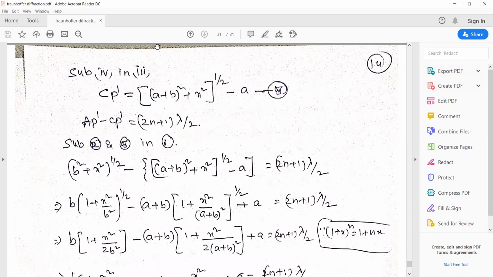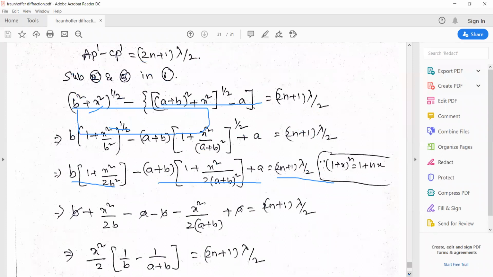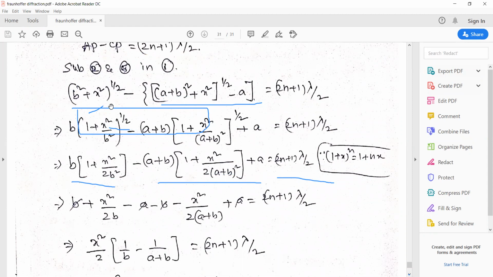Using those values, if you substitute in the first equation, AP dash minus CP dash is equal to (2n+1) lambda by 2. The AP dash value is this, and the CP dash value is nothing but this value. By substituting this, you will get (2n+1) lambda by 2. Just rearrange these terms. Here b is taken outside, so it will be b into (1 plus x square by b square) whole power of half, minus again (a plus b) taken outside, so it will be (1 plus x square by (a plus b) square) whole power of half, and this minus times minus gives plus a.